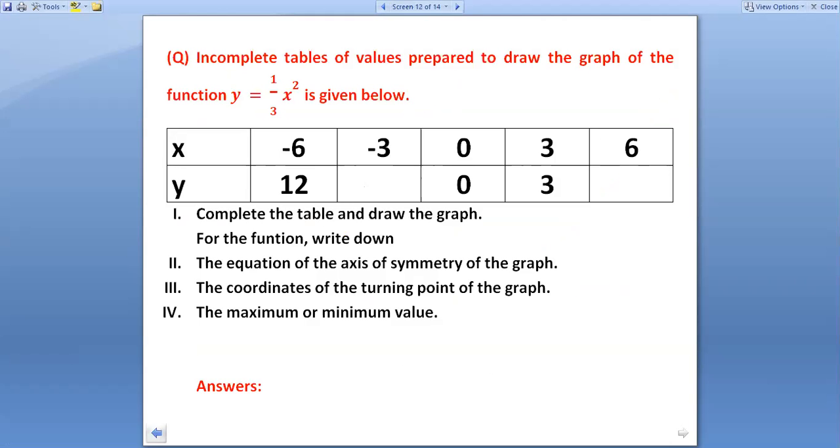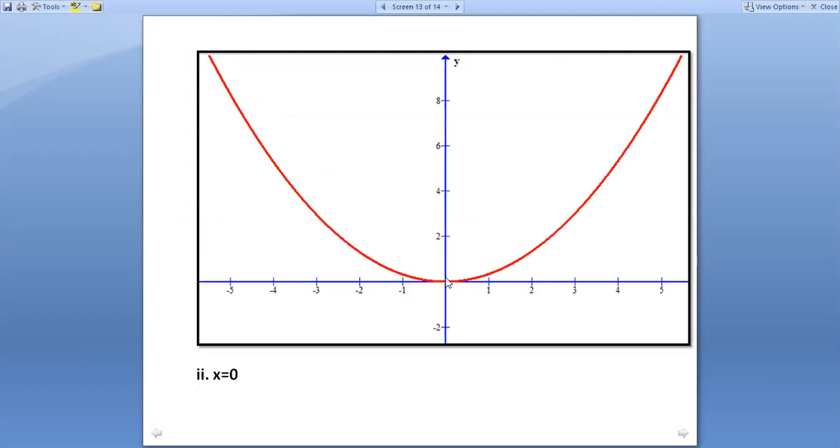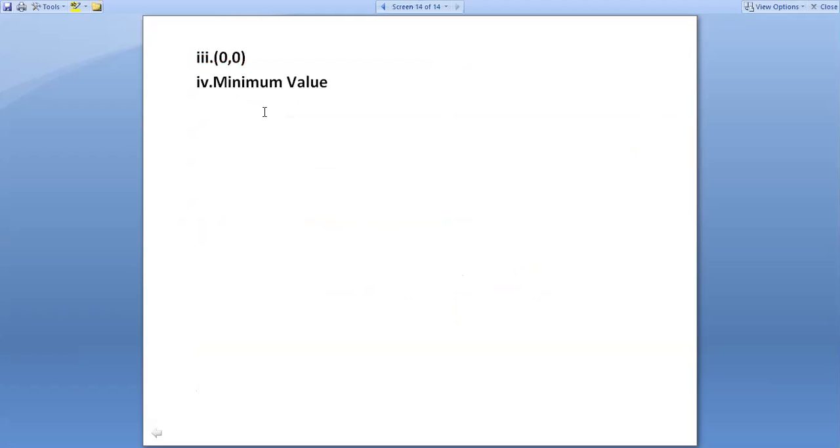The maximum or minimum value. You can see it has a minimum value, and the minimum value of the function is 0. Therefore, these are the answers.